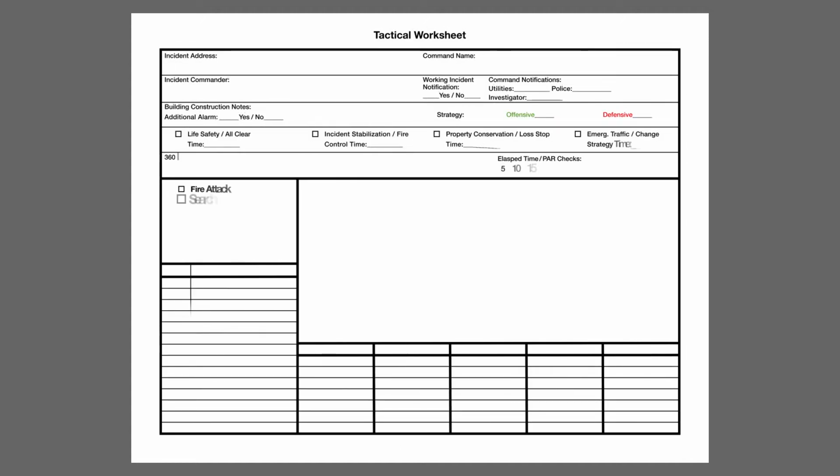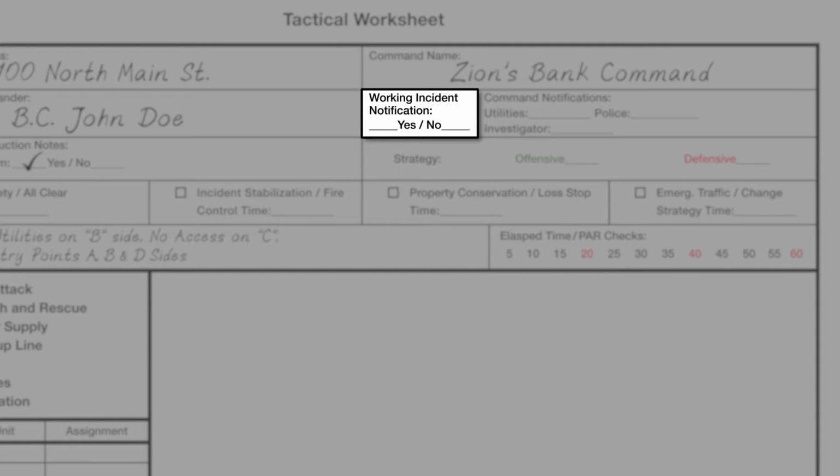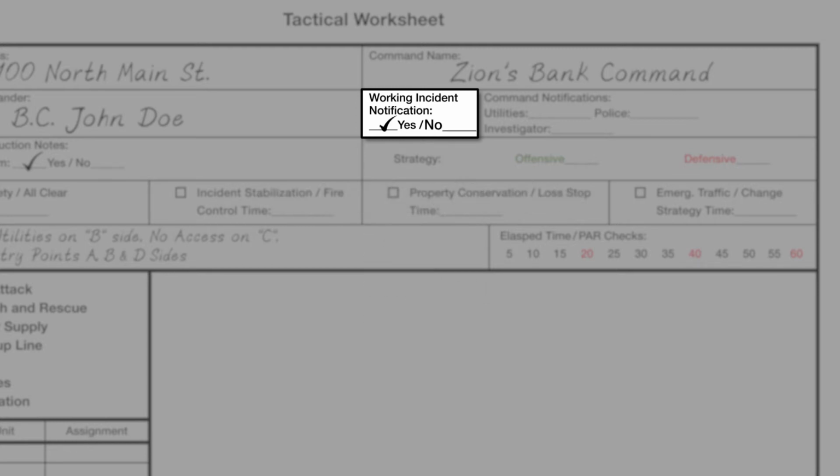Here is an example of one way to track resources. For our purposes, some of the specifics for this incident have already been entered. In the working incident field, any incident showing smoke, fire, medical, or hazmat will be yes. Select no when nothing is showing.